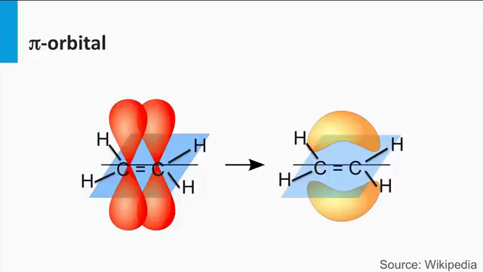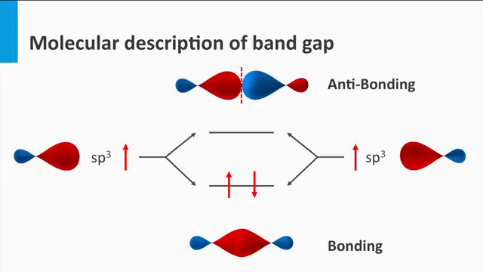A methane molecule, which is tetrahedrally coordinated, has 4 equivalent sp3 hybrid bonds with a bond angle of 109 degrees, as we discussed in week 2. Here we see an ethene molecule, which has 3 equivalent sp2 hybrid bonds with a bond angle of 120 degrees, plus an electron in a pz orbital. 2 neighboring pz orbitals form a so-called pi orbital.